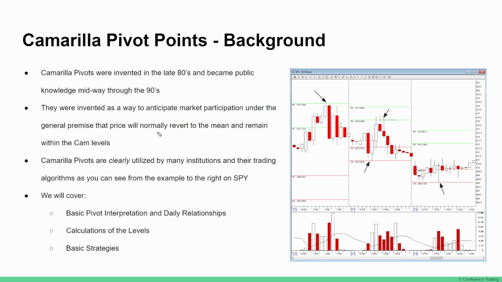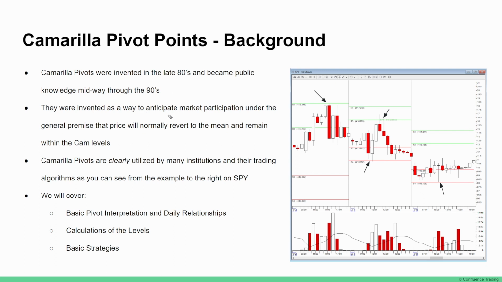Okay, so now we are going to get into the final indicator for today, and probably the most important one, at least for my personal trading system. And these are called Camarilla pivot points. Camarilla pivot points were invented in the late 80s and became public knowledge kind of midway through the 90s and started working their way into institutions and algorithms.